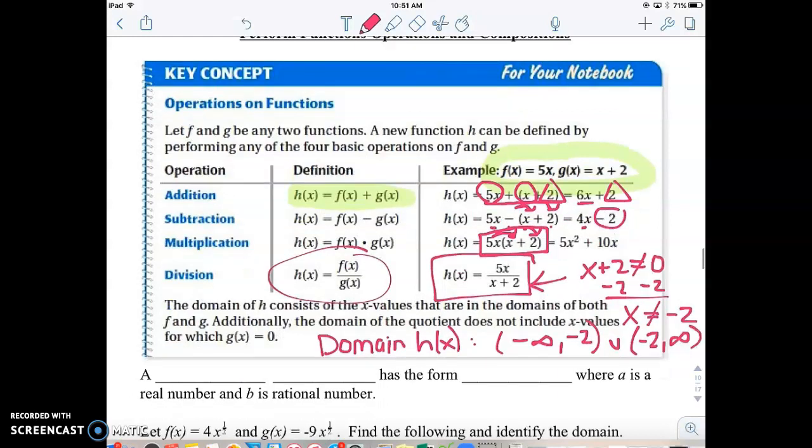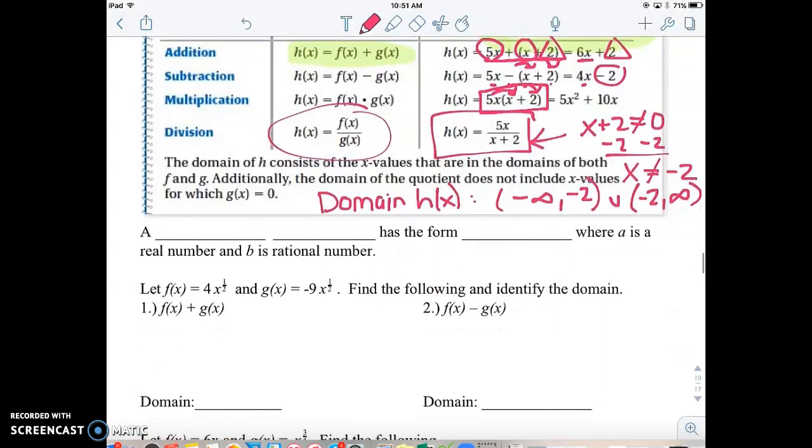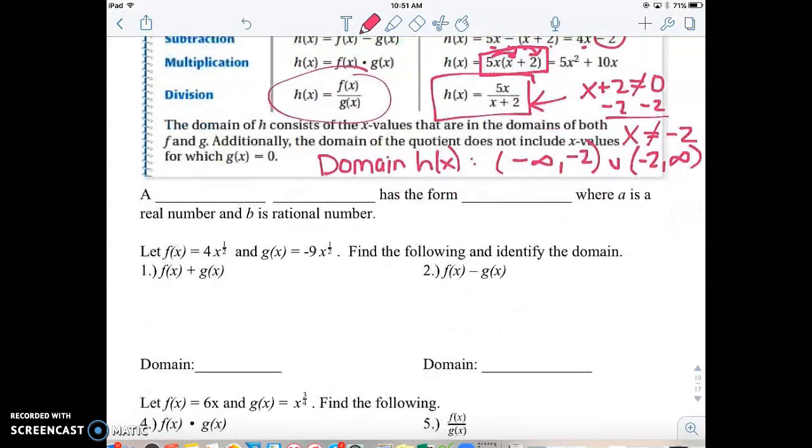Okay, so a power function has the form y equals a times x to the b, where a is a real number and b is a rational number.